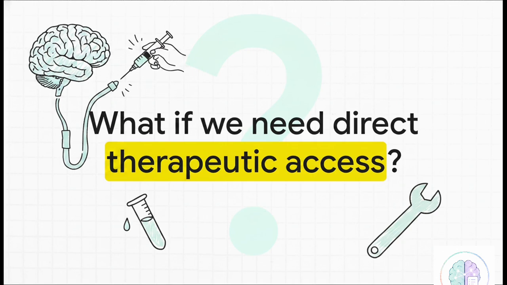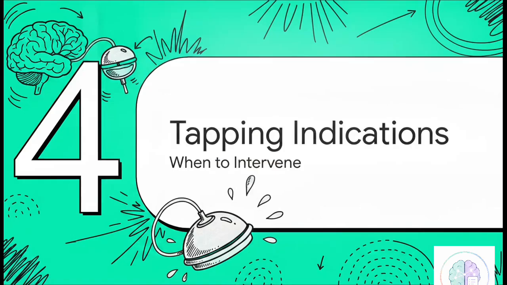Okay, we've exhaustively covered imaging, but what if the issue isn't just diagnostic? What if we actually need to physically intervene, clear an obstruction, or get direct fluid samples for a really sick patient? That takes us to Section 4, Indications for Shunt Tapping, knowing exactly when to physically intervene.